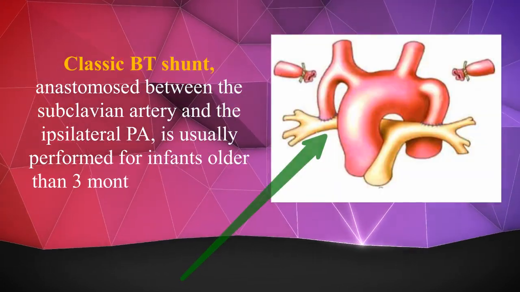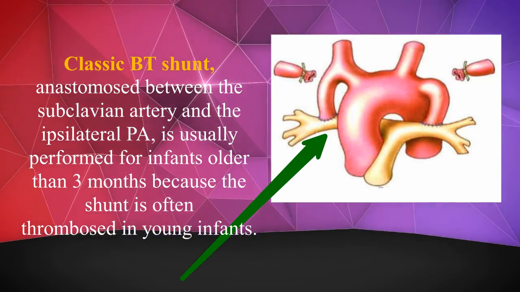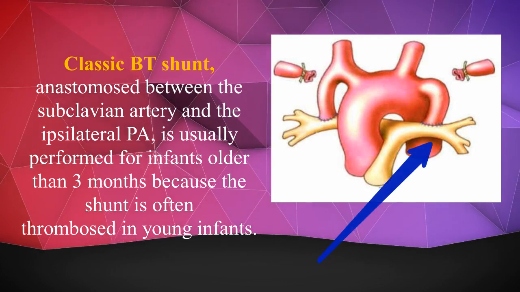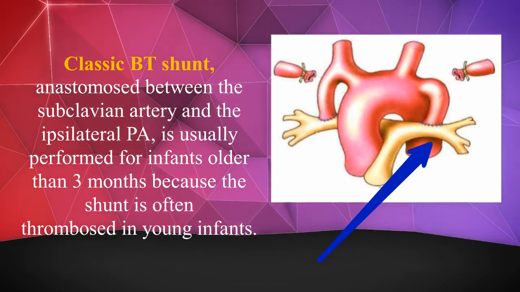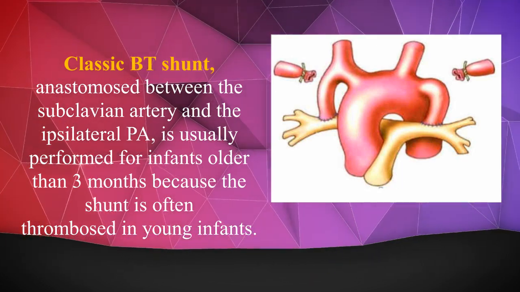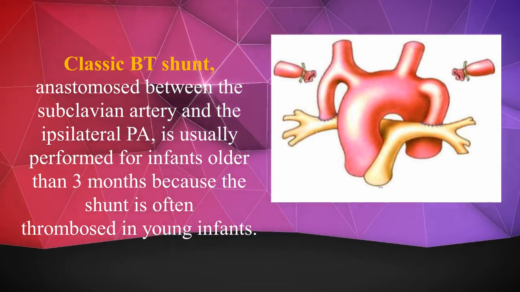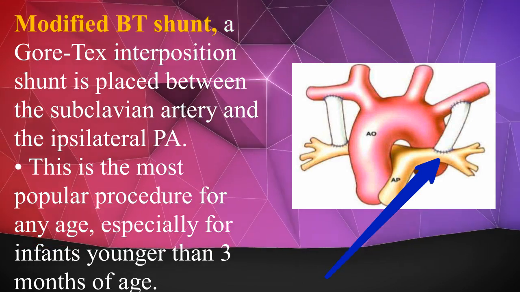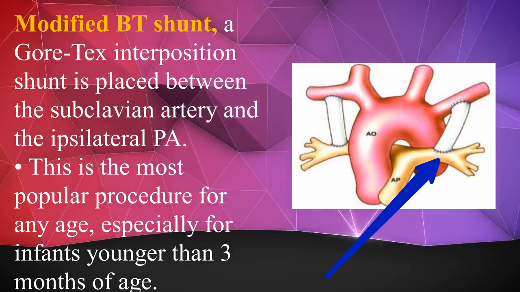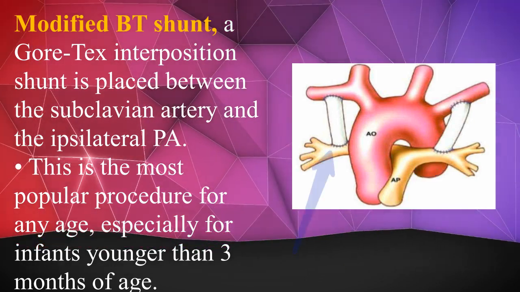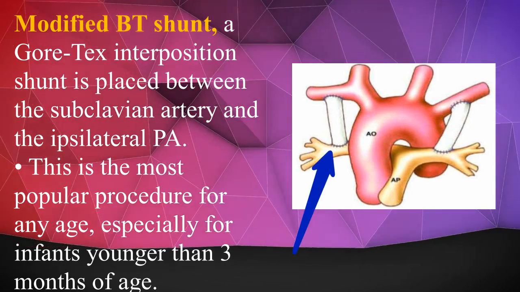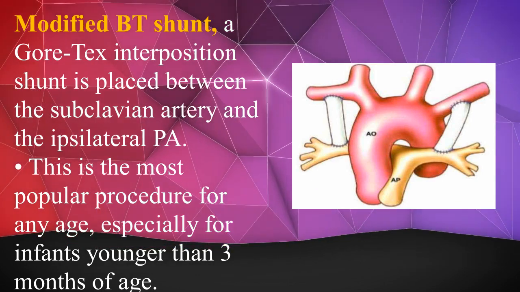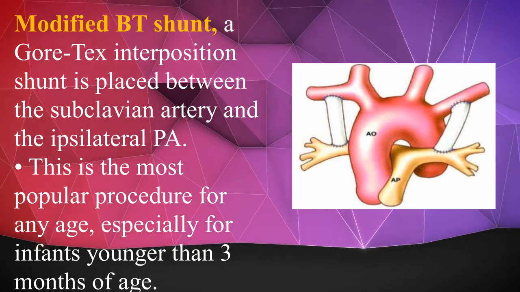Classic Blalock-Taussig shunt, anastomosed between the subclavian artery and the ipsilateral pulmonary artery, is usually performed for infants older than 3 months because the shunt is often thrombosed in young infants. Modified Blalock-Taussig shunt: a Gore-Tex interposition shunt is placed between the subclavian artery and the ipsilateral pulmonary artery. This is the most popular procedure for any age, especially for infants younger than 3 months of age.